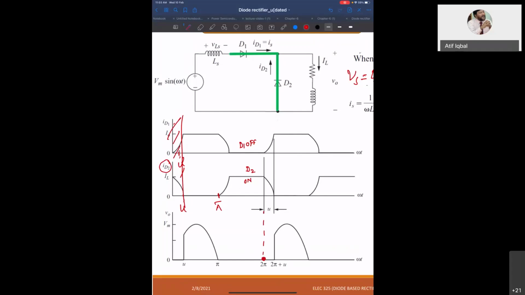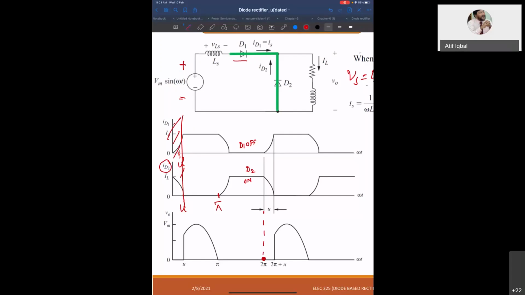Now, at 2 pi, the source will be plus here and minus here. This is the new cycle. So in the new cycle, the diode D1 will be turned on because of the plus and minus.